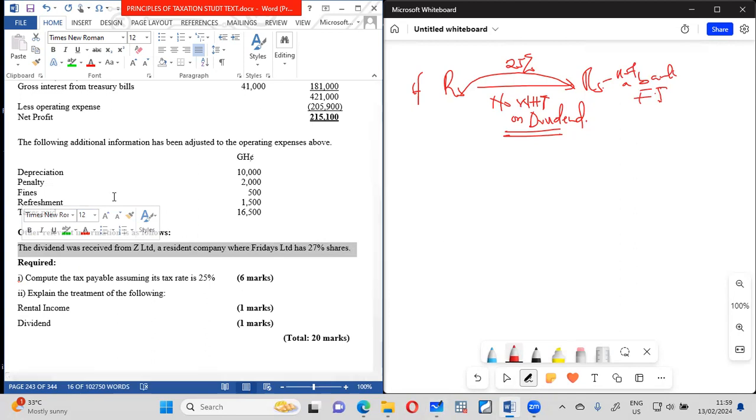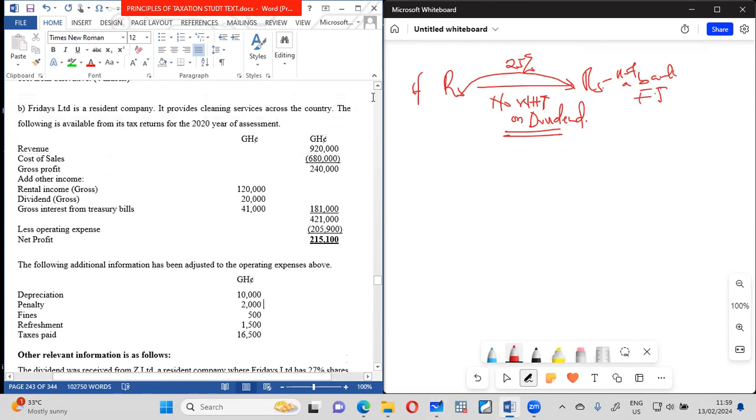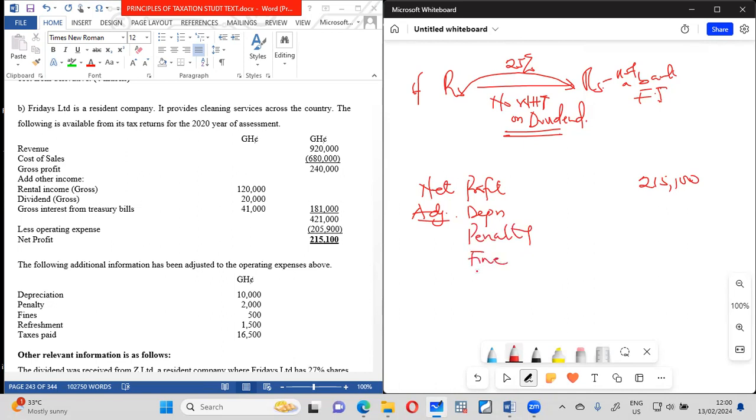All right, so basically that is that. So what do we do? We pick up our profit before the net profit. Please remember to write the names. The net profit is how much? 215,100. Then clearly we have all these things to add back. So adjustment. We will add back depreciation. We will add back penalty. We will add back fine. We will add back refreshment.